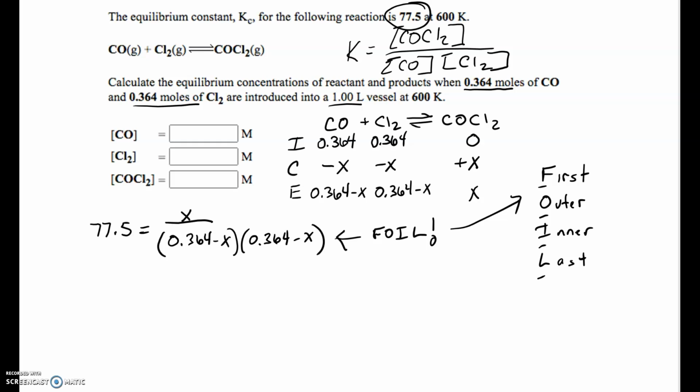What we're going to do is take the first term. So over here in this parentheses, it's 0.364. That's the first. Over here, it's 0.364. So I'm going to multiply those two together. That's the first step I'm going to do. And when I do that, I get 0.1325. Okay, right so far? Yep.